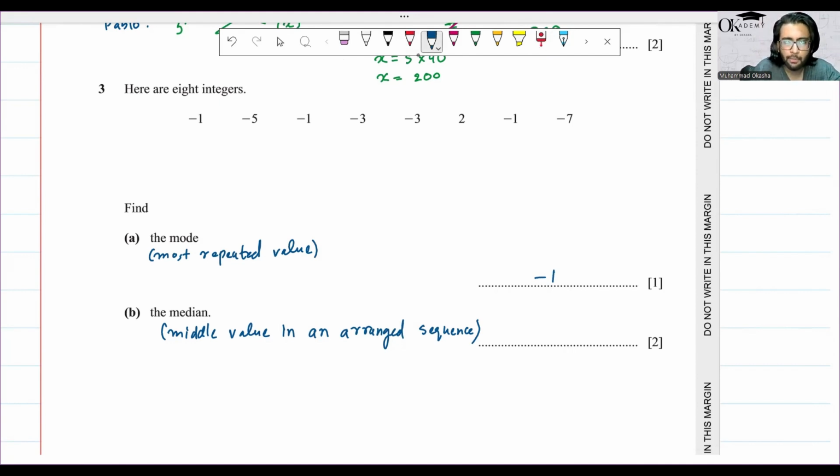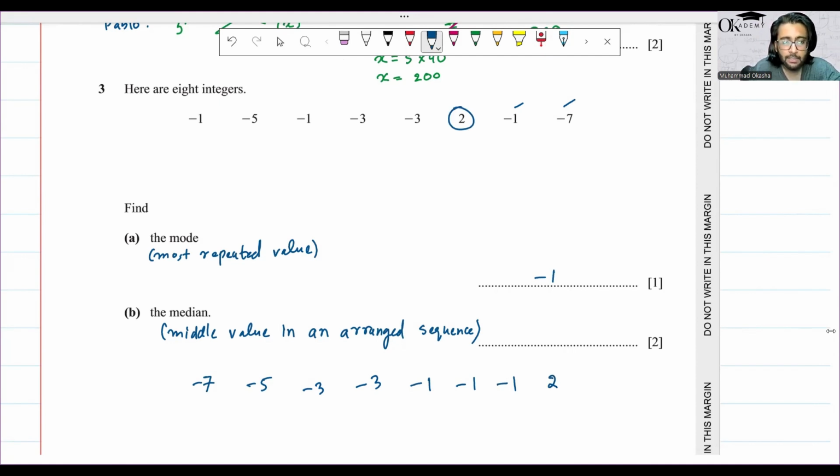I'll go from small to big. So the smallest one over here is -7. So I'll put -7 here. -7 is the smallest, right? Don't be fooled by the number. It's -7, so it must be the smallest. -7, then we have -5, then we have -3 twice, and then we have -1 thrice, -1, -1, -1, and then we have 2.